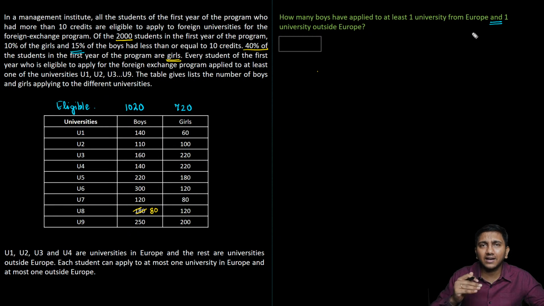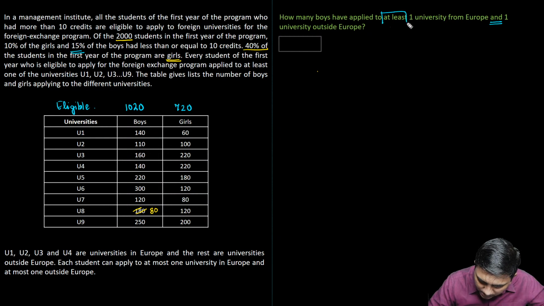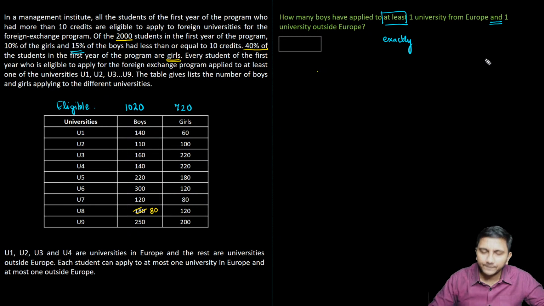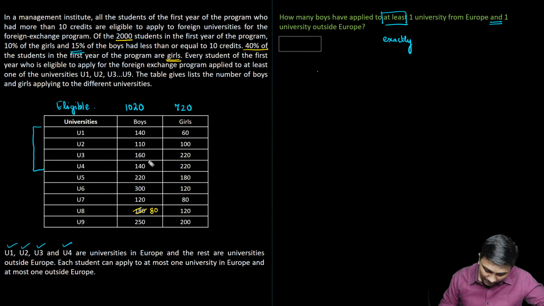So when there is an at most one condition and you're asking for at least, this is actually equal to exactly, because the question in general has given that at most one university in Europe and at most one university outside Europe only you can apply. And this is telling at least one university. So at least and at most are equal here. So let me add all of this. If you add all these values to find out what the sum is, it will come to 1520.